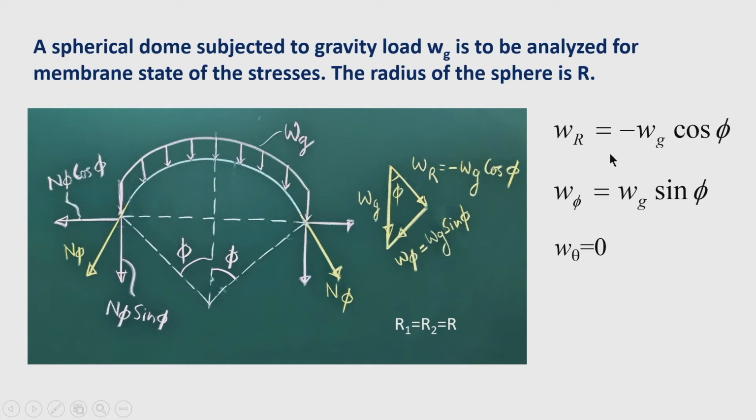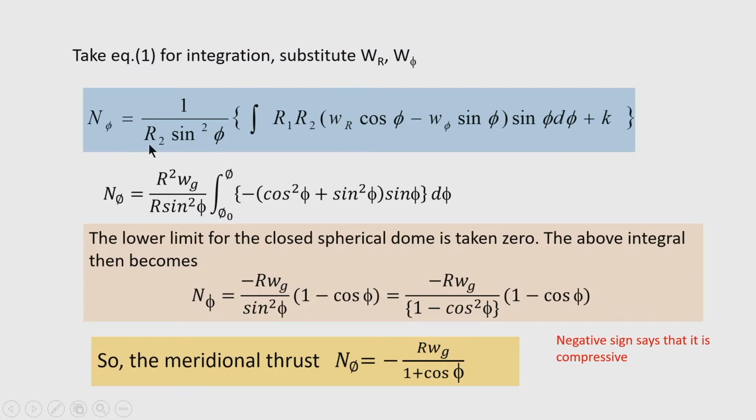W theta is 0. Now come to this equation that we have to evaluate. N phi equals 1 by r2 sin square phi, integration of r1 r2 into (W r cos phi minus W phi sin phi) into sin phi d phi, plus k. Of course, we will take k equal to 0 because the shell is a closed shell, and under axisymmetrical loading condition there will be no membrane shear force, N theta phi.